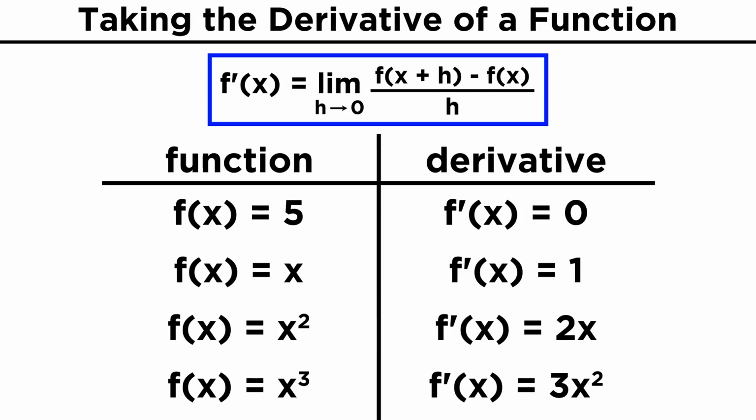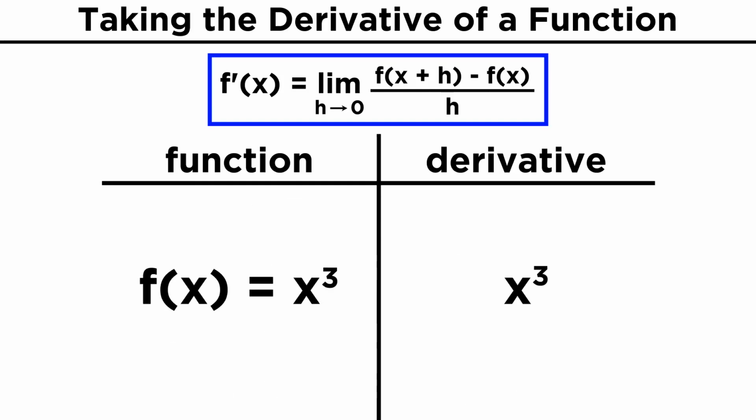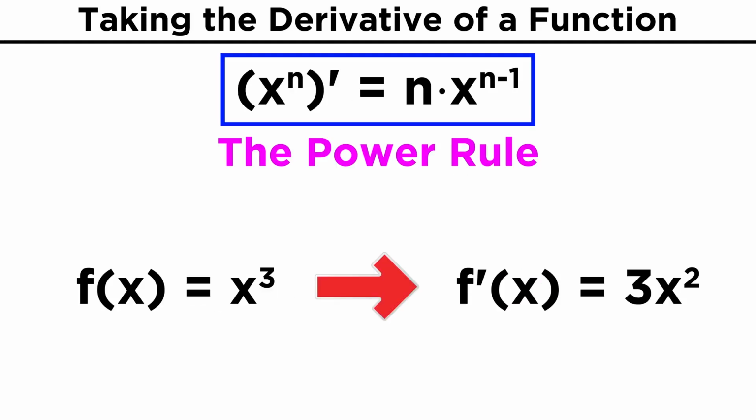By now we might be able to recognize a pattern. It seems that every time we take a derivative, we are taking the exponent and bringing it down in front to become a coefficient, and then reducing the exponent by 1. This is called the power rule, and it works for any function where the exponent n is a positive integer. In this way, the derivative of x to the n is equal to n times x to the n minus 1.